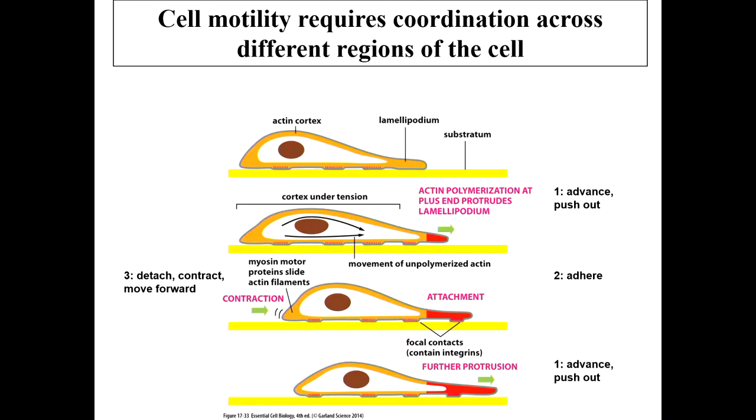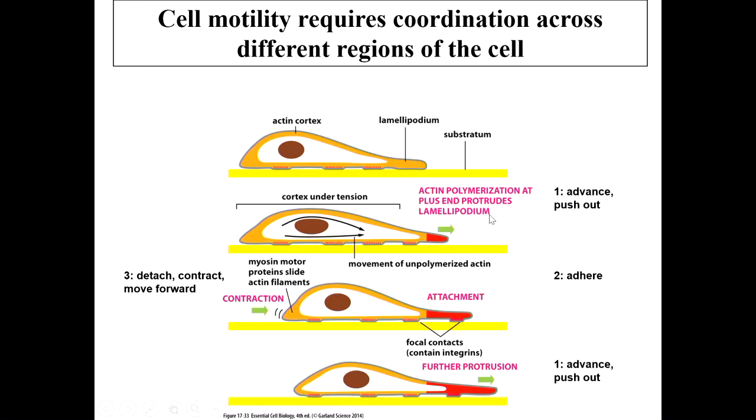If you're moving as a cell, you're going to have forces pulling you in different directions, and it needs to be able to withstand that tension. Actin polymerization at the plus end protrudes this lamellipodium. So this structure is going to keep moving out, because actin filaments here have more actin monomers being added to the plus ends, which then extends this cortex out. So that's the first step of cell migration: you have to push out in the direction you want to go.